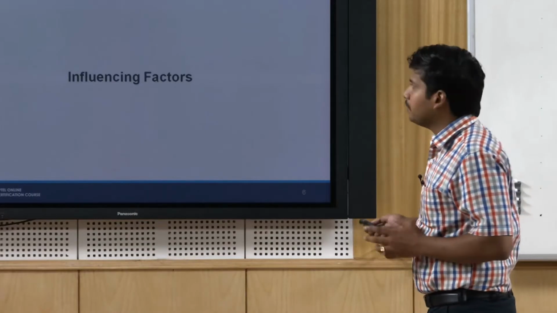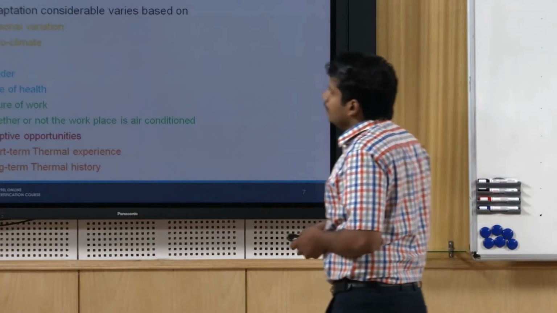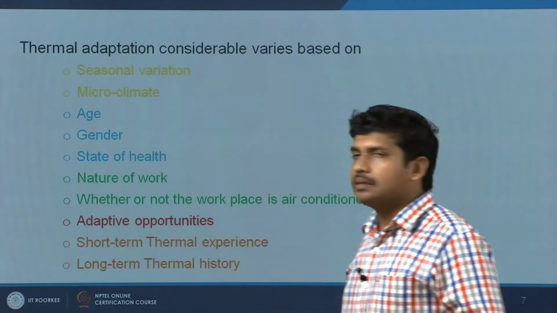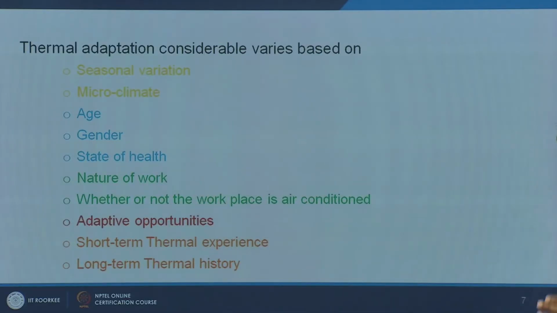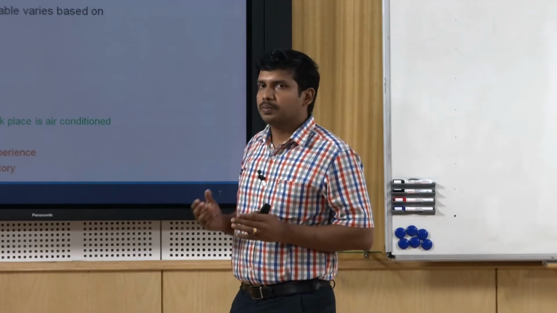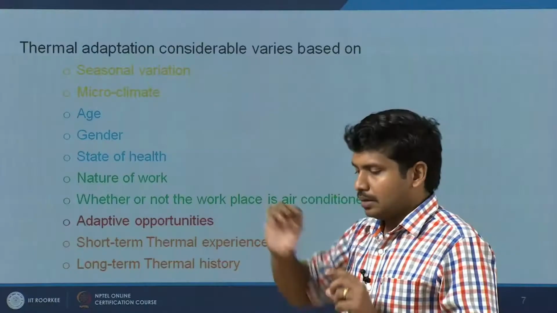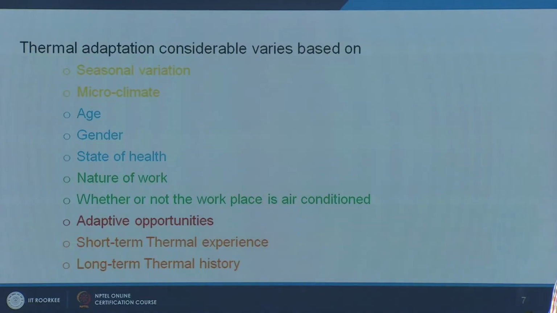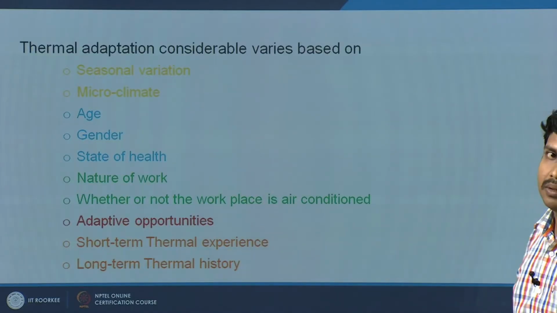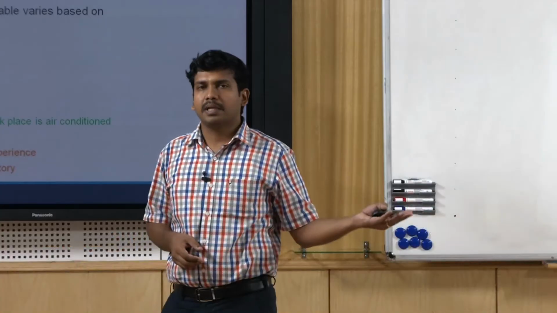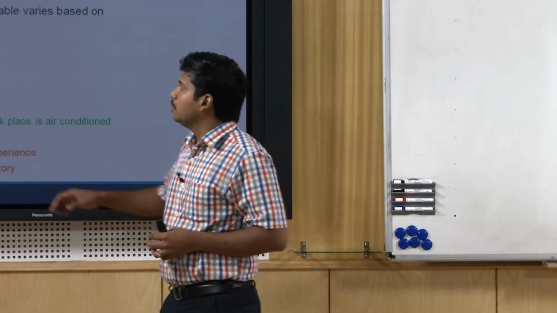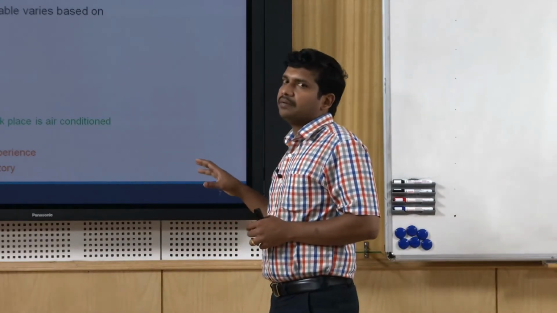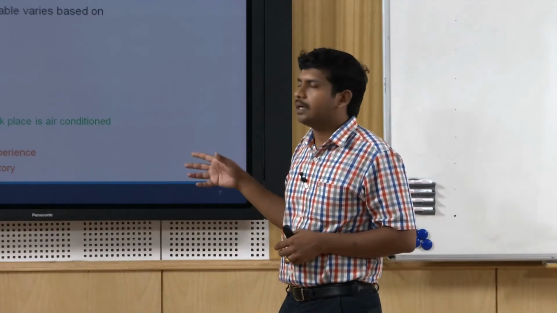What are the factors primarily influencing this? I have indicated specific clusters with color codes. For example, the first thing is seasonal variation, from summer to winter to monsoon to spring to autumn. There is a considerable variation between the seasons which significantly affects thermal adaptation. Number 2 is microclimate. Moving from a suburban area or a rural area to the city, you have a significantly distinct microclimate. I am going to show you some specific evidence or documentation which we made in this regard.